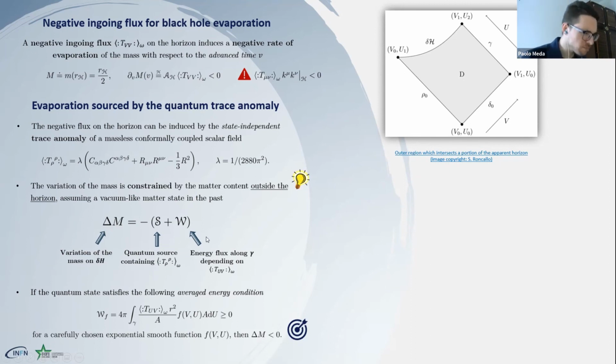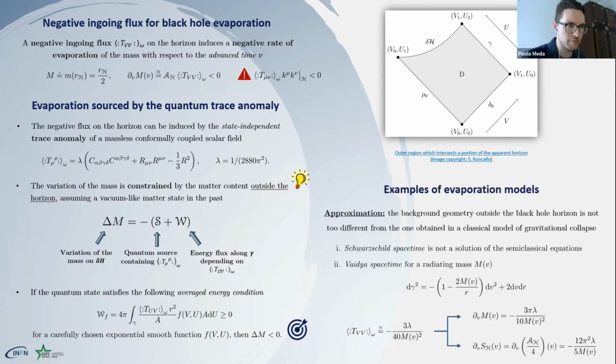So we decided to test our result in some physical examples, and we have made an approximation. Namely, we have assumed that, at a certain level of approximation, the background geometry outside the horizon can be quite similar to the one obtained in a classical model of gravitational collapse, since it is difficult in general to compute the back reaction, to compute the semi-classical spacetime.